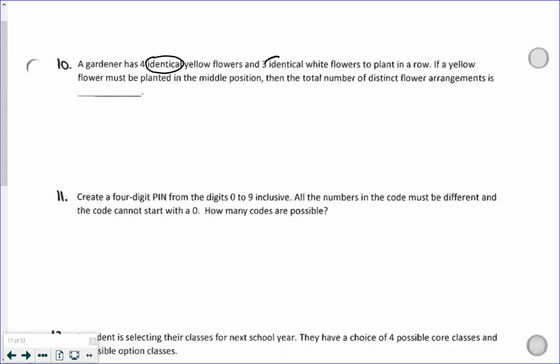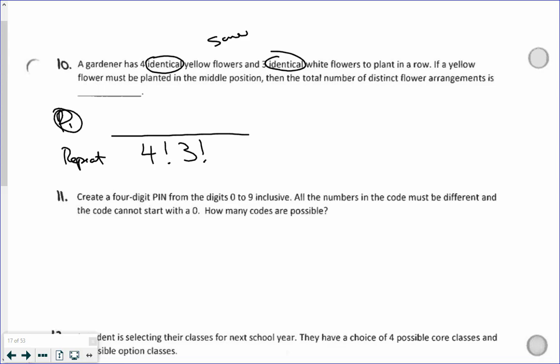Identical. It's another word for same. Same is another word for repeats. So you have 4 identical yellow, 3 identical white. Hold on, let me just finish this. When you have the same objects, those always go on the bottom. So the repeats part of the formula, whatever you have that's identical, whatever you have that's the same, that's what you always divide by. The top is what the question is asking.